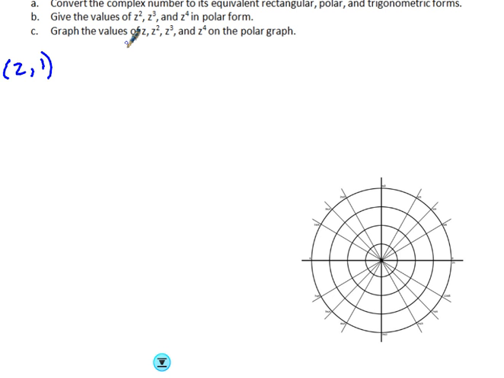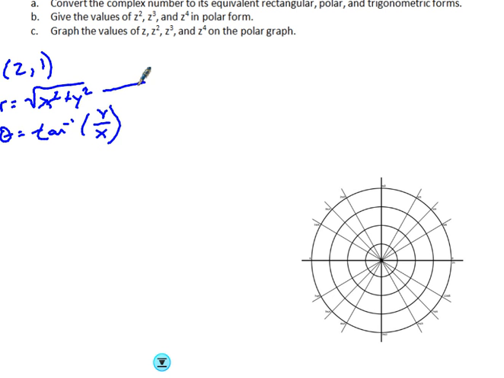Alright, so polar form. Polar takes a little bit more work now, so you've got to find a radius, which is equal to the square root of x squared plus y squared. And you need to find a theta, where you want to take the inverse tangent of y over x, and just be careful to check for the quadrant. So to find the radius, first of all, you're going to take the square root of 2 squared plus 1 squared, which is just the square root of 5.